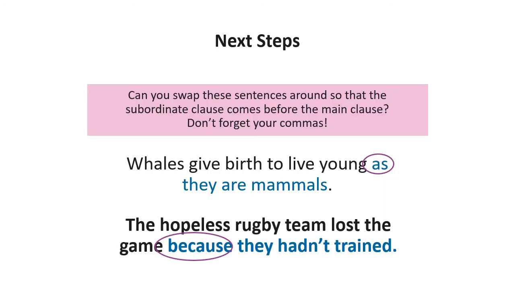Can you swap these sentences around so that the subordinating clause comes before the main clause? Don't forget your commas. So we've got: whales give birth to live young as they are mammals. The hopeless rugby team lost the game because they hadn't trained. So we can see the start there, as they are mammals. What I want you to do is move that to the front of the sentence and see what you've got. Can you move because they hadn't trained to the front of the sentence and remember your comma? So see if you can do that.